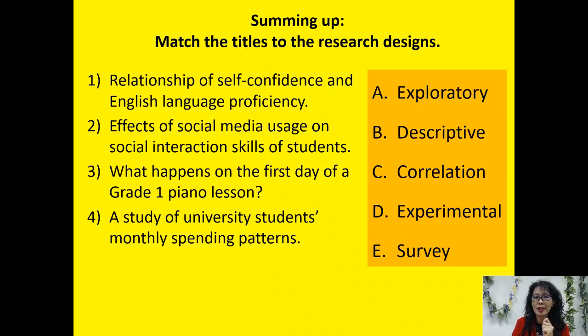But here you must control the social media use, which means you tell a particular group of students, you must use your social media every day. And another group, you can only use it for half an hour per day during these 2 weeks of the study. So here you actively manipulate the independent variable, which is social media use. Number 3, what happens on the first day of a grade 1 piano lesson? Nobody really knows, so it's exploratory research study.